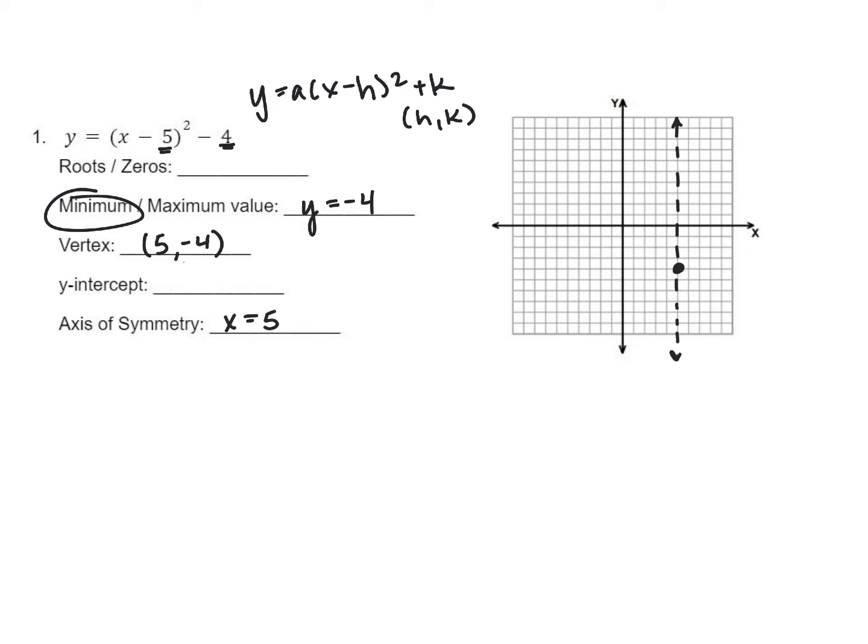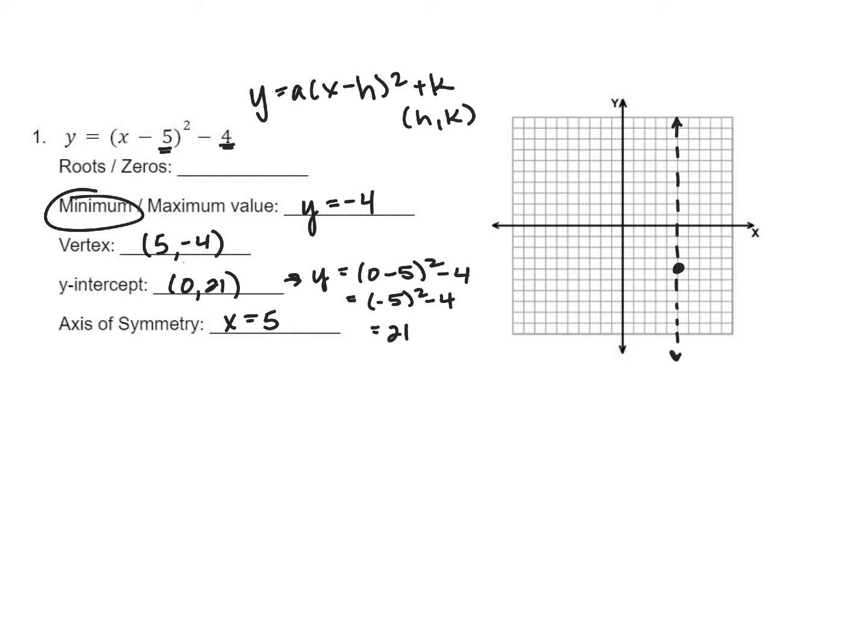Next, I'm going to find the y-intercept, because we know that we have a y-intercept whenever x is equal to 0, so it'll be y equals (0 minus 5) squared minus 4. So that would be negative 5 squared minus 4, and that will simplify all the way down to 21. So the y-intercept is at (0, 21). Now that doesn't fit on the graph, so I'm just going to hold off on putting anything there yet, and we'll just grab the zeros next.